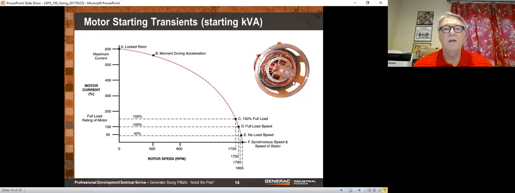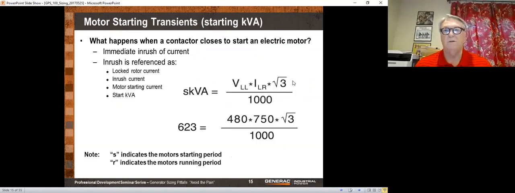But we, with our standby generator, don't just need to run that motor, we need to start the motor. And so when we start the motor at 600% current, the generator needs to supply that. And when it hits all of a sudden, we can get some pretty severe voltage drops.